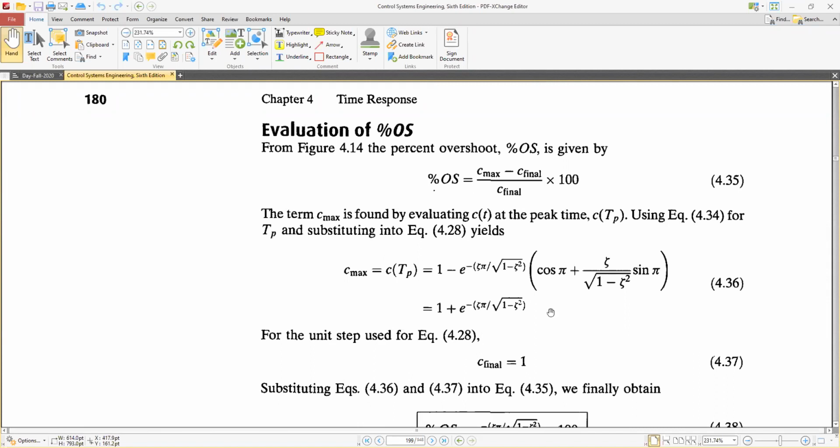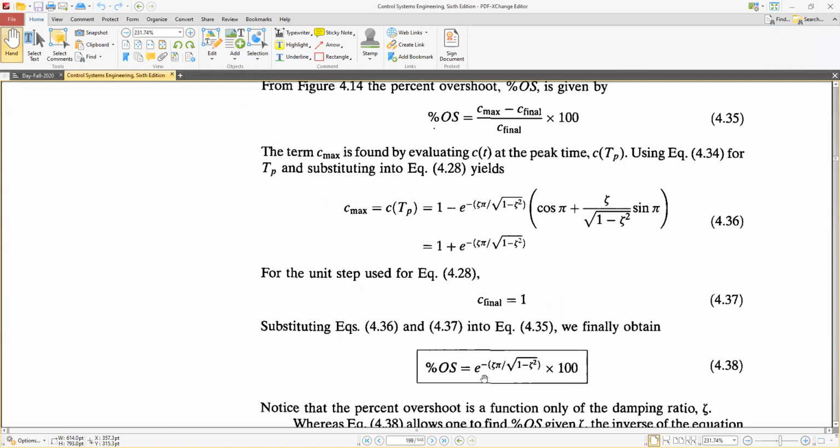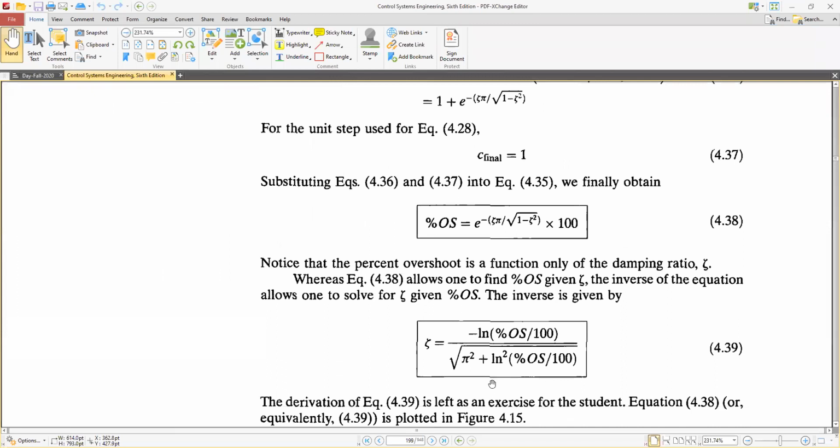This is the equation, or we can write the equation like this. We can use this equation also. In that case, if you have the percentage of overshoot, then you can easily calculate the zeta using this equation. Okay, you don't need other equations here.